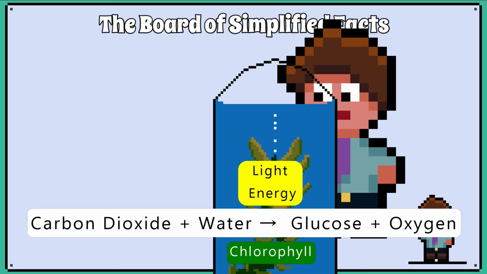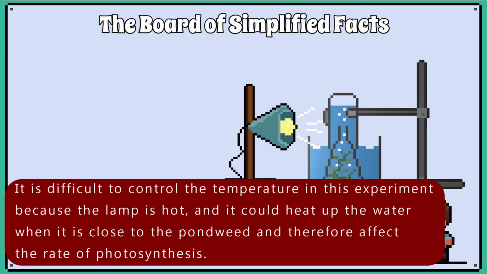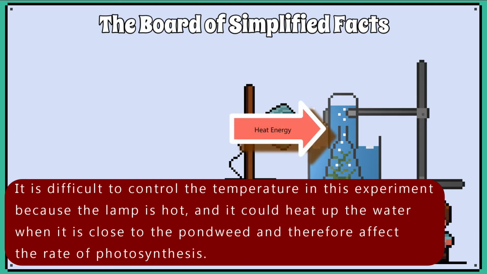The bubbles contain oxygen because oxygen is a byproduct of photosynthesis. More bubbles equals higher rate of photosynthesis. The control variables are using the same light source and the same plants for each distance. It is difficult to control the temperature in this experiment because the lamp is hot, and it could heat up the water when it is close to the pondweed and therefore affect the rate of photosynthesis.